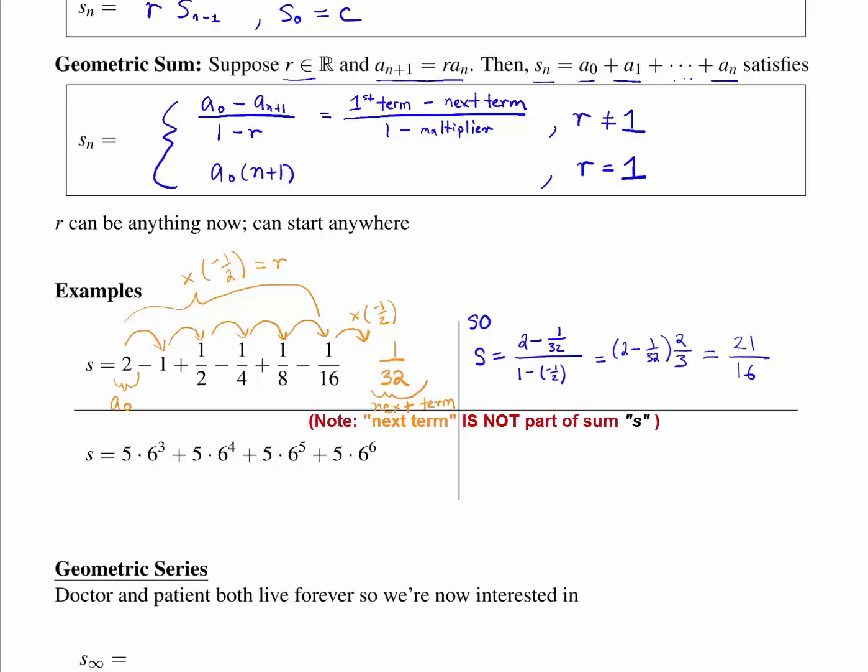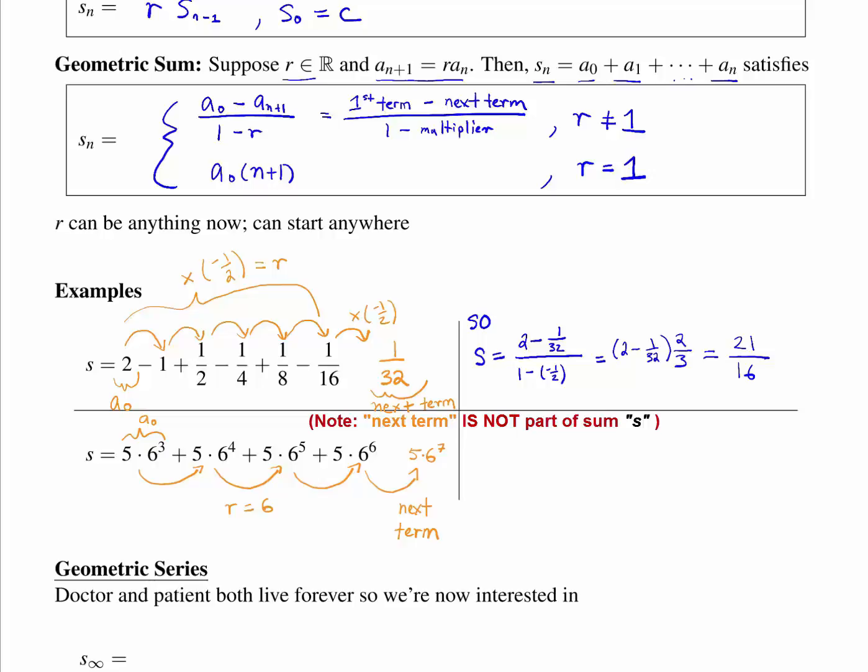Let's take another example. 5 times 6 to the 3 plus 5 times 6 to the 4 plus 5 times 6 to the 5 plus 5 times 6 to the 6. Going from one term to the next, we're just multiplying by r equal to 6. The first term is 5 times 6 to the 3, and the next one that isn't in the sum is 5 times 6 to the 7.